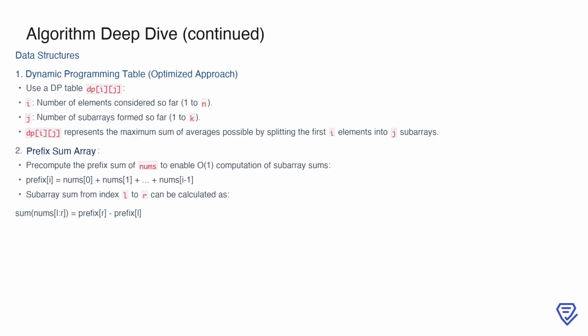The prefix sum array is built such that prefix[i] stores the sum of the first i elements of the array. Using this, the sum of any subarray from index L to R can be calculated as prefix[R] minus prefix[L].